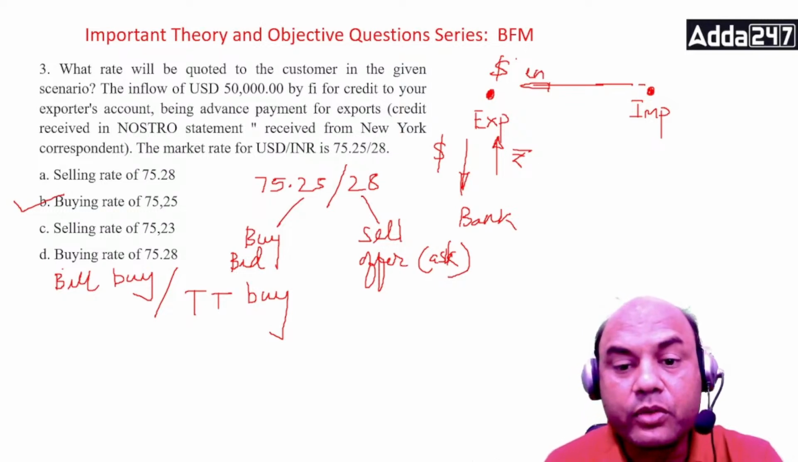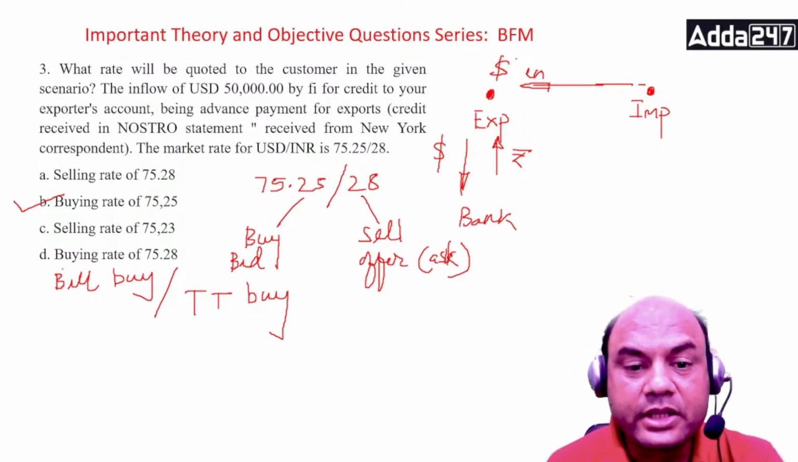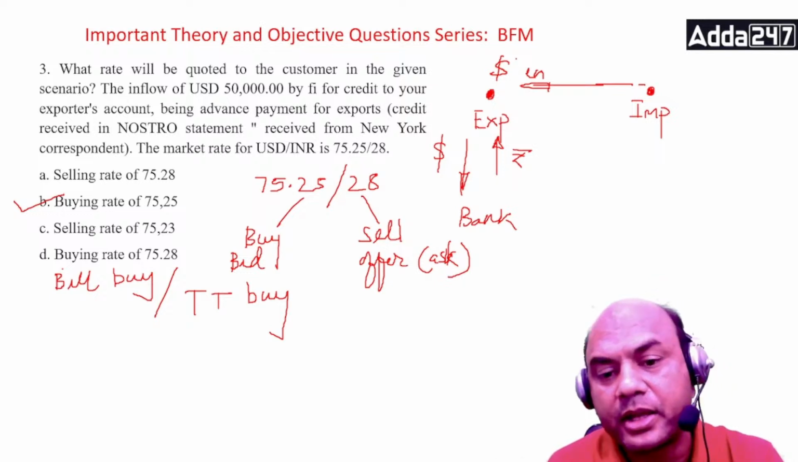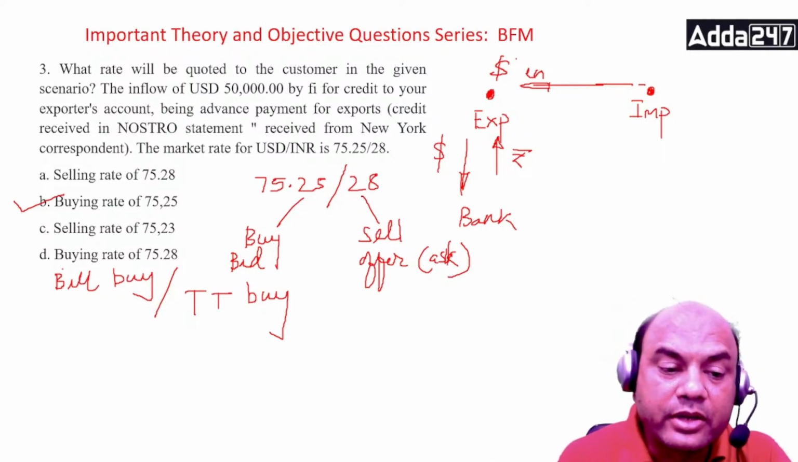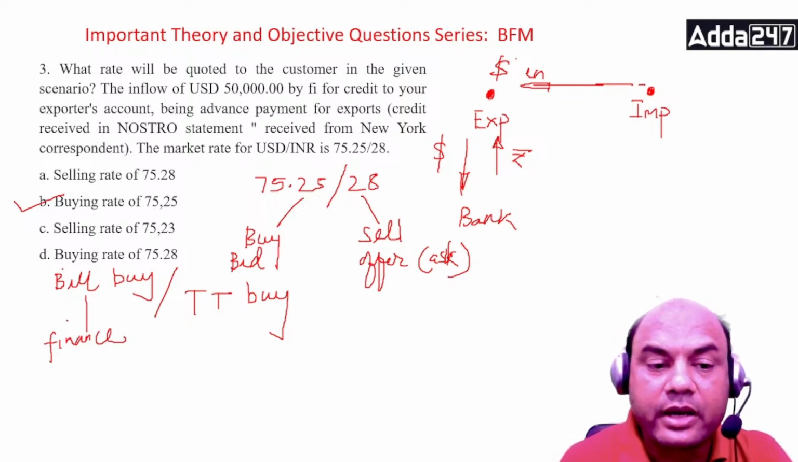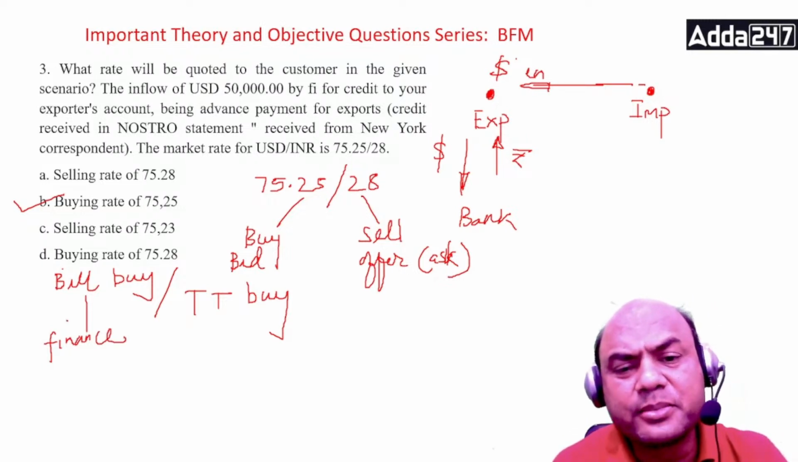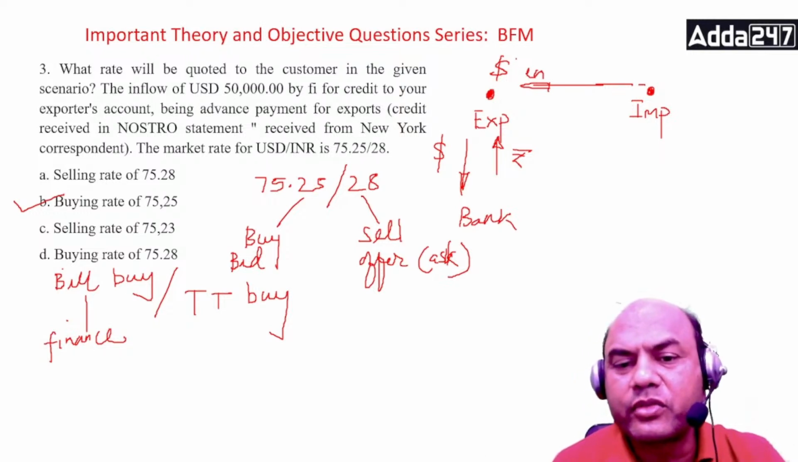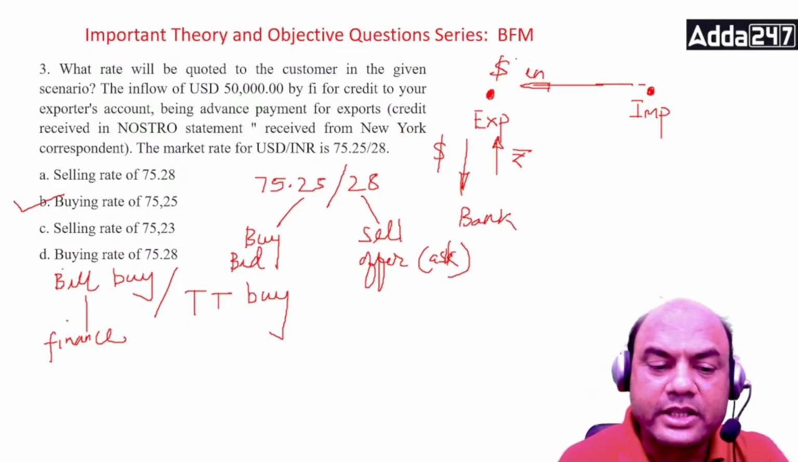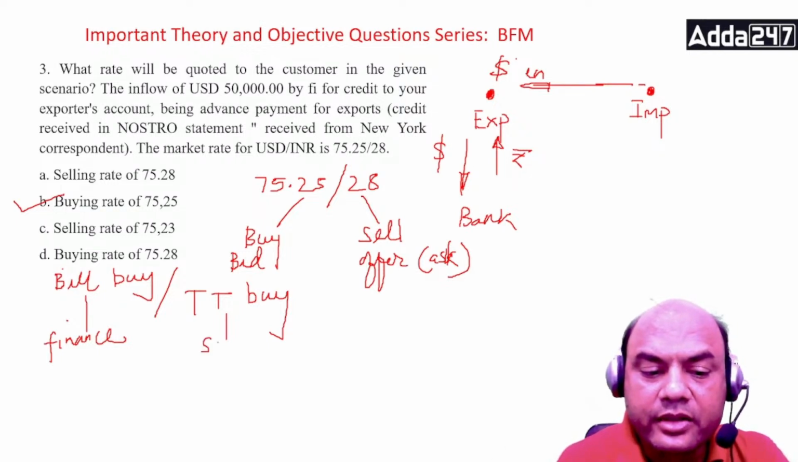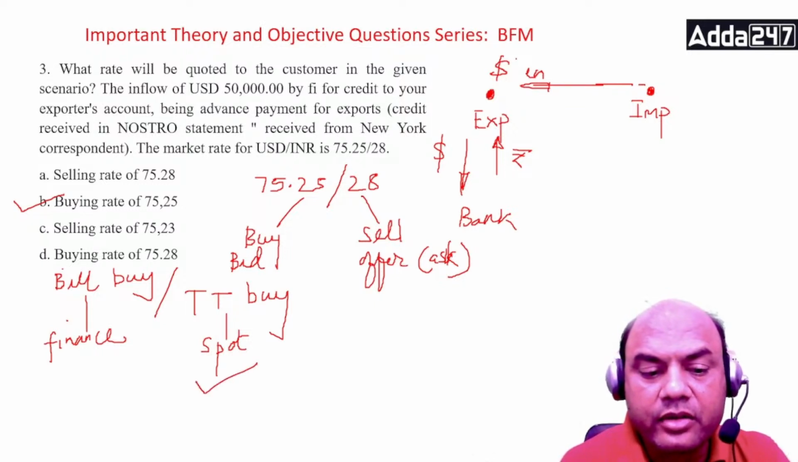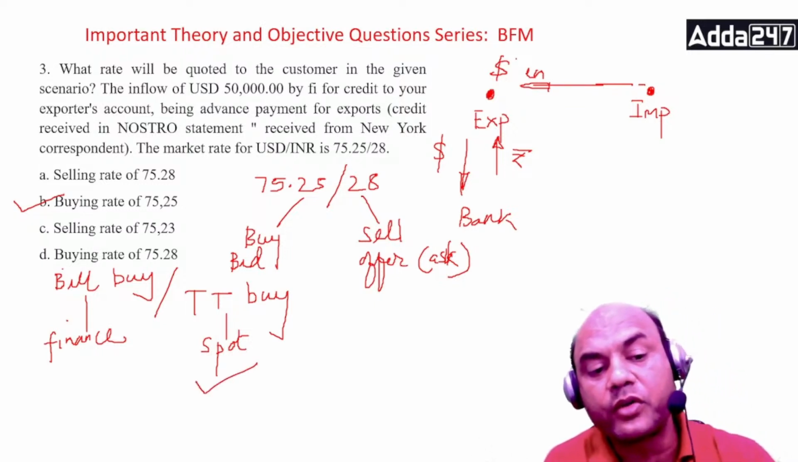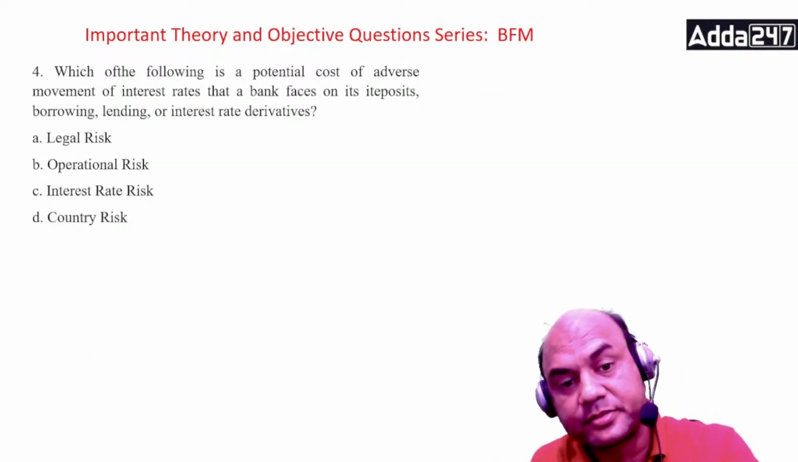But the question is different now. My next question is, will you be using the bill buying rate or TT buying rate? So now you understand, whenever you are financing anybody, at that time only you use the bill buying rate. Here are you financing? It is a simple transaction. Somebody has given the money, you have to just exchange that money. So it is called a spot transaction or TT buying. So spot or TT. So here you will be using the TT buying rate. Okay. So TT buying rate of 75.25. That is the exact answer.